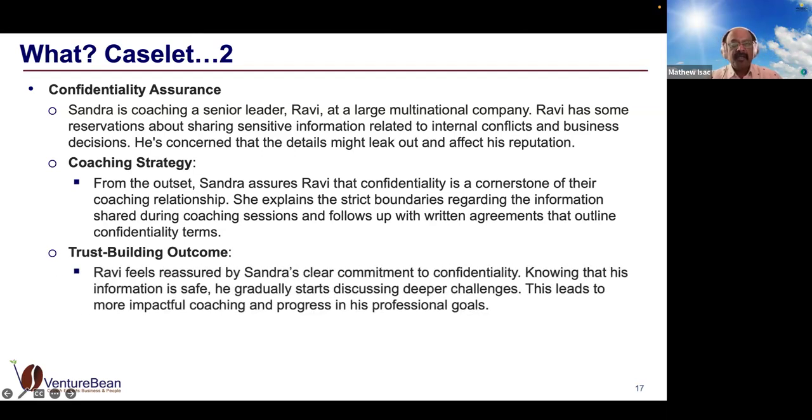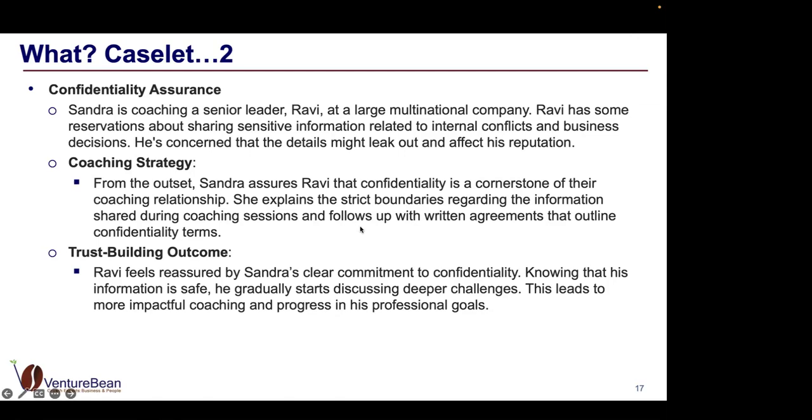Building trust: then the client feels assured. Once he knows that the information is safe and what the checks and balances in place are, this leads to deeper discussions, handling the issues, and progressing in the goals. Is that making sense, Jigar? Yes. The only thing is, obviously, we'll have to be prepared to make that statement. But yes, I get the sense.